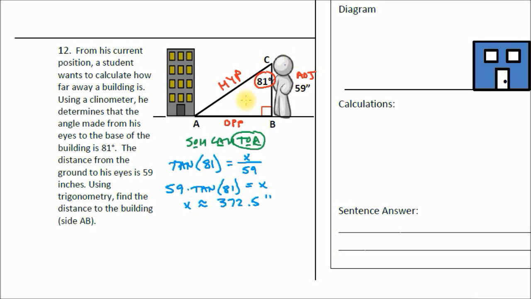So our final answer written in a sentence: the distance to the building is 372.5 inches. You could write inches or just use the inches abbreviation. That's the end of question number 12.